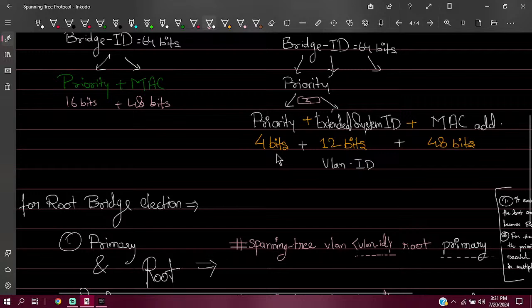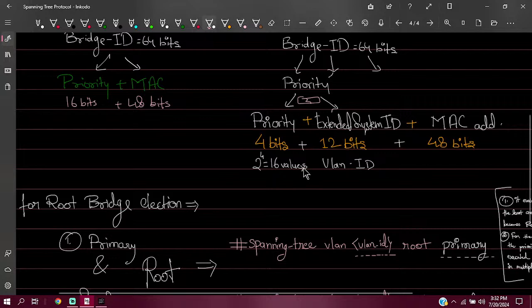Here, the bridge ID priority became 4 bits. That allows only 16 possible values. Remember, a bit means 2 possible combinations. So 2 raised to the power 4 possible combinations of it will result in 16 possible values. So priority can only have 16 values now. That was the first thing.